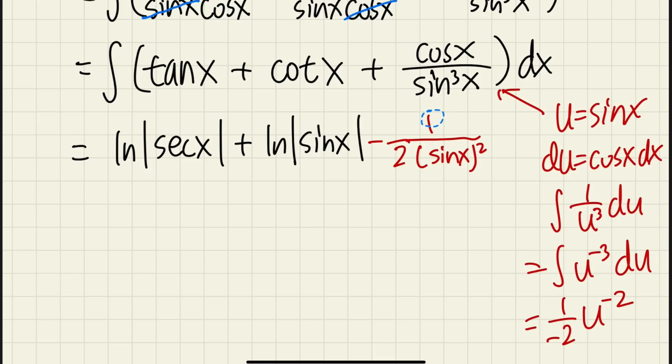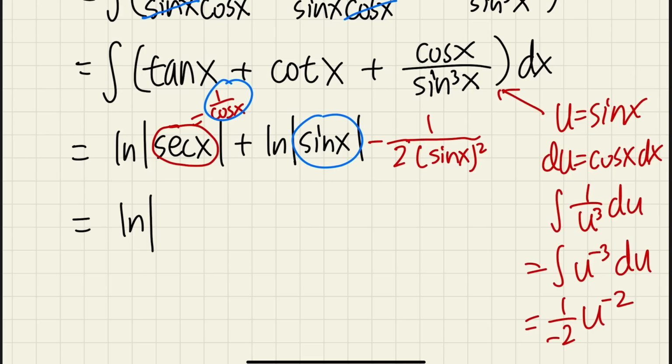I will do a final change. Because the secant x is the same as 1 over cosine x, we can put the first two ln's together. In that case, we get ln absolute value. We are going to just multiply 1 over cosine x and sine x together, which gives sine x over cosine x, and that's just a nice tangent x.